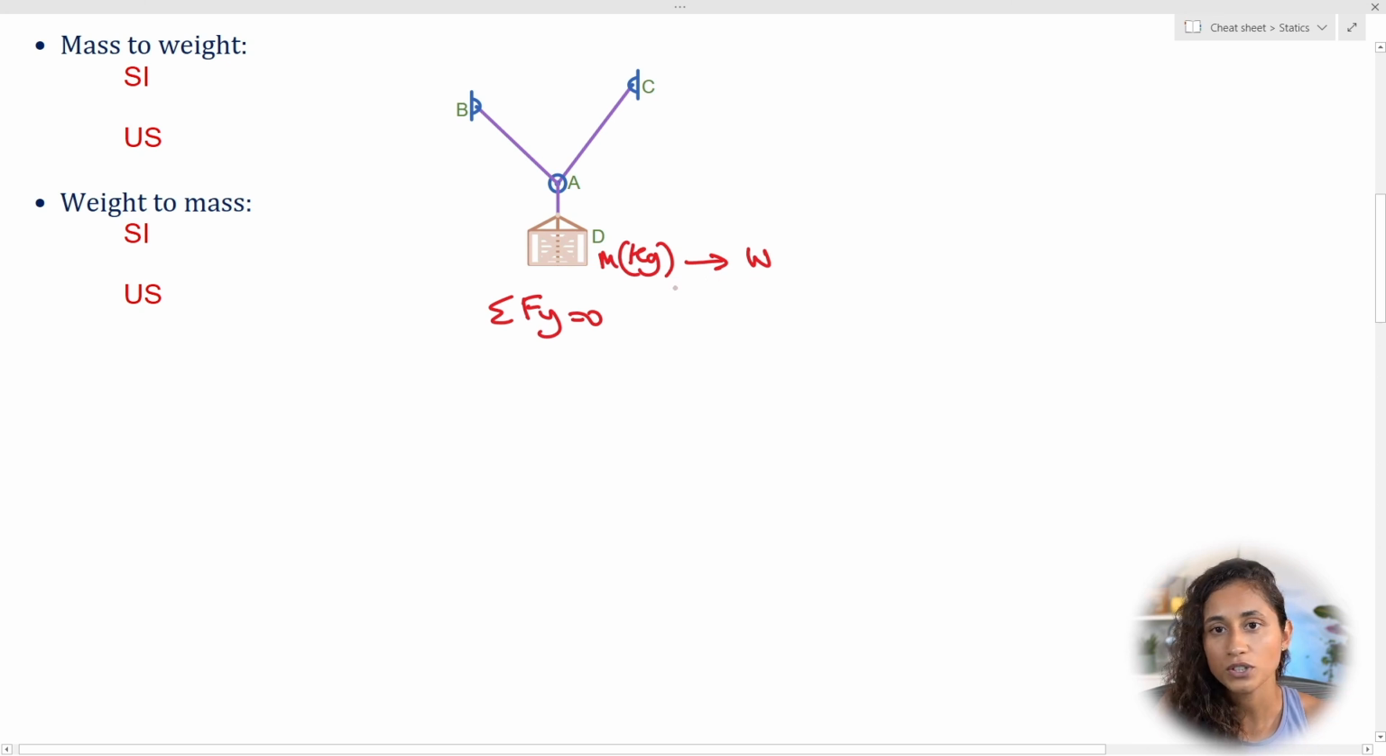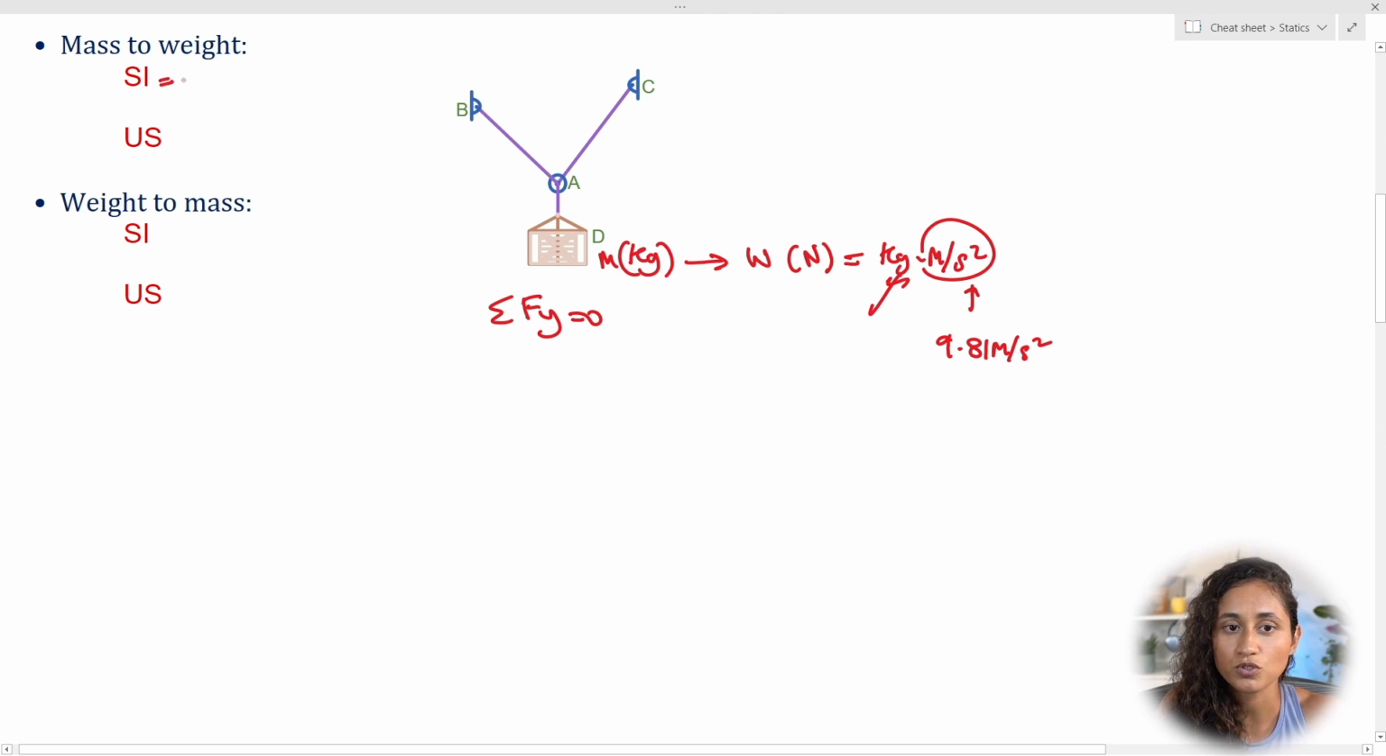Now, to do that, all we need to do is just take m and multiply it by g, right? Because if you guys remember, the units of newton is what? Kilograms, meters per second squared. We have kilograms, that's the mass. We just need meters per second squared, and that's going to be gravity, which is 9.81 meters per second squared. So when we like to convert mass to weight, what we usually do is the weight is equal to m times g. M is the mass and g is 9.81 meters per second squared.